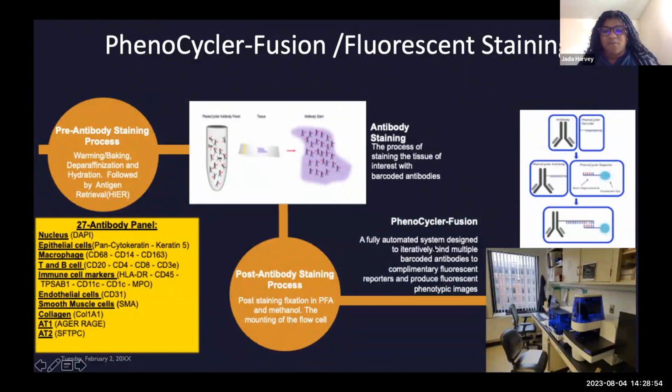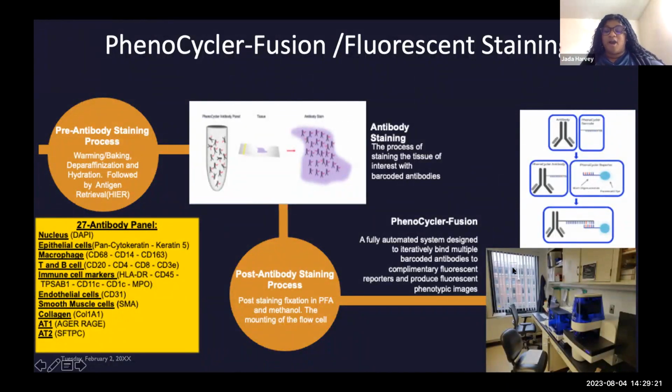Lastly is our PhenoCycler Fusion run. Our PhenoCycler is an automated system that works to bind our tissue that has been stained with our barcoded antibodies to our PhenoCycler reporters. Our PhenoCycler reporters have oligonucleotides that are complementary to the barcoded antibodies, and they contain the fluorescent dye.